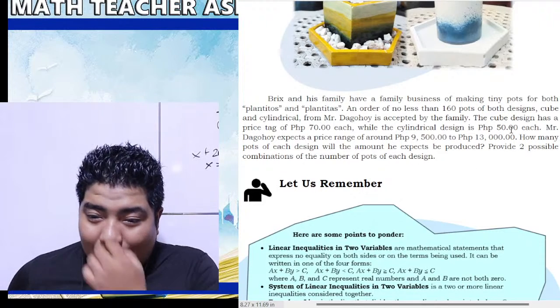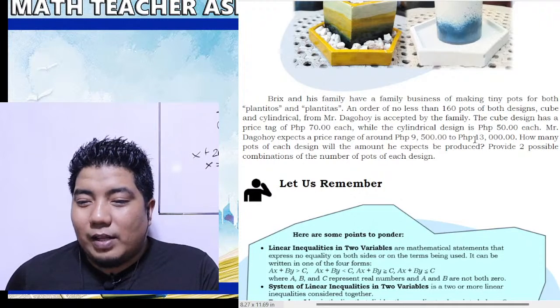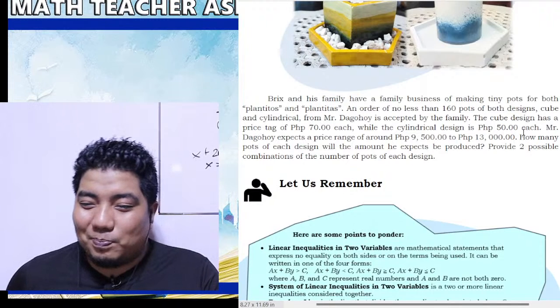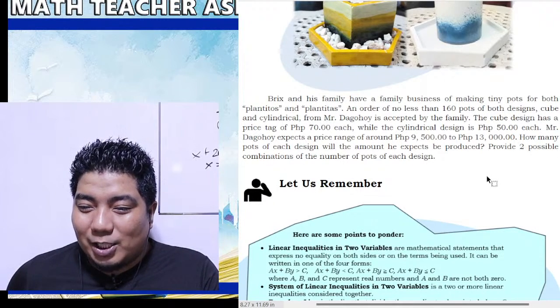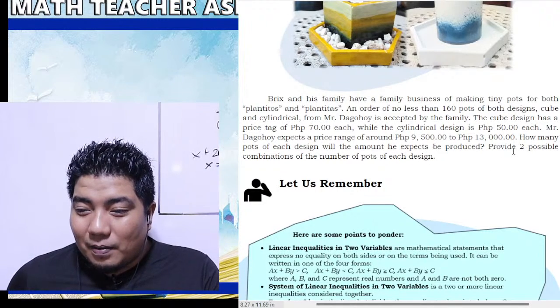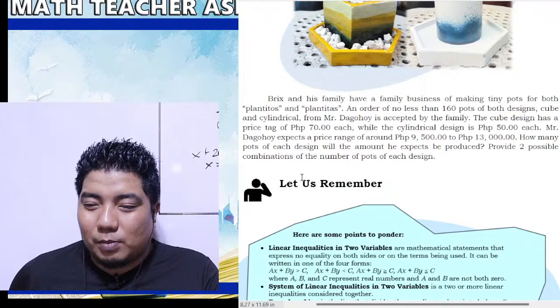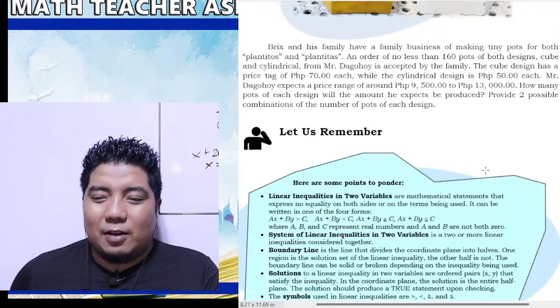The cube design has a price tag of 70 pesos, while the cylindrical design has the amount of 50 pesos. So, Mr. Dagoy expects a price range of 9,500 to 13,000 pesos. Okay, how many pots of each design will the amount he expects be produced? Provide two possible combinations of the number of pots of each design. Okay.